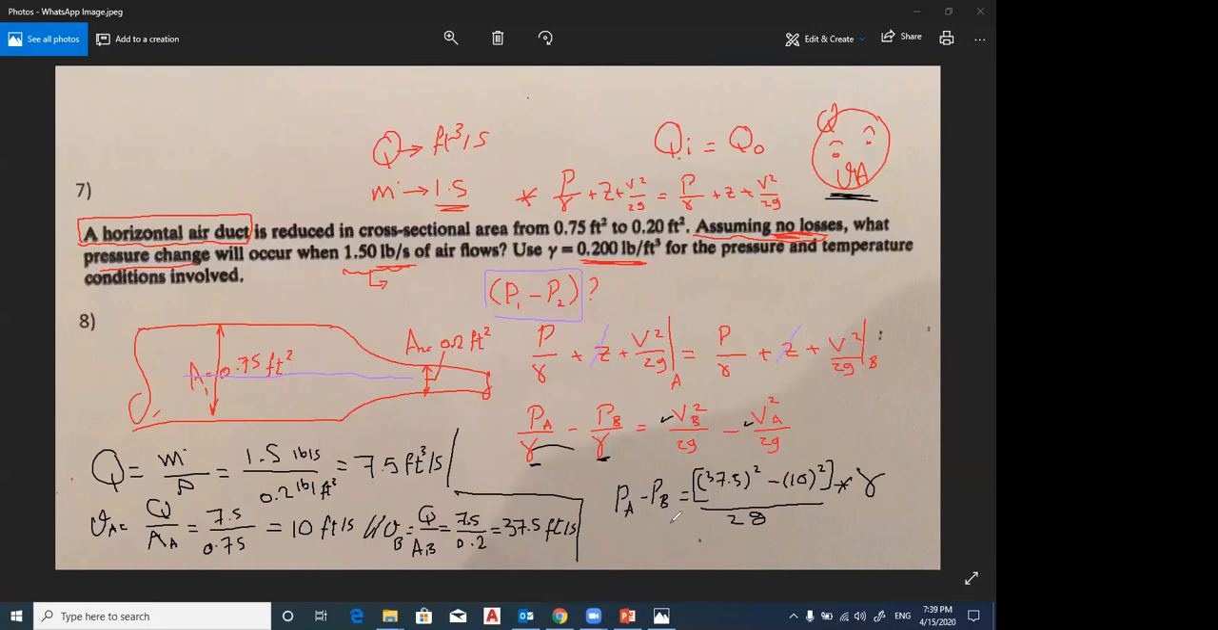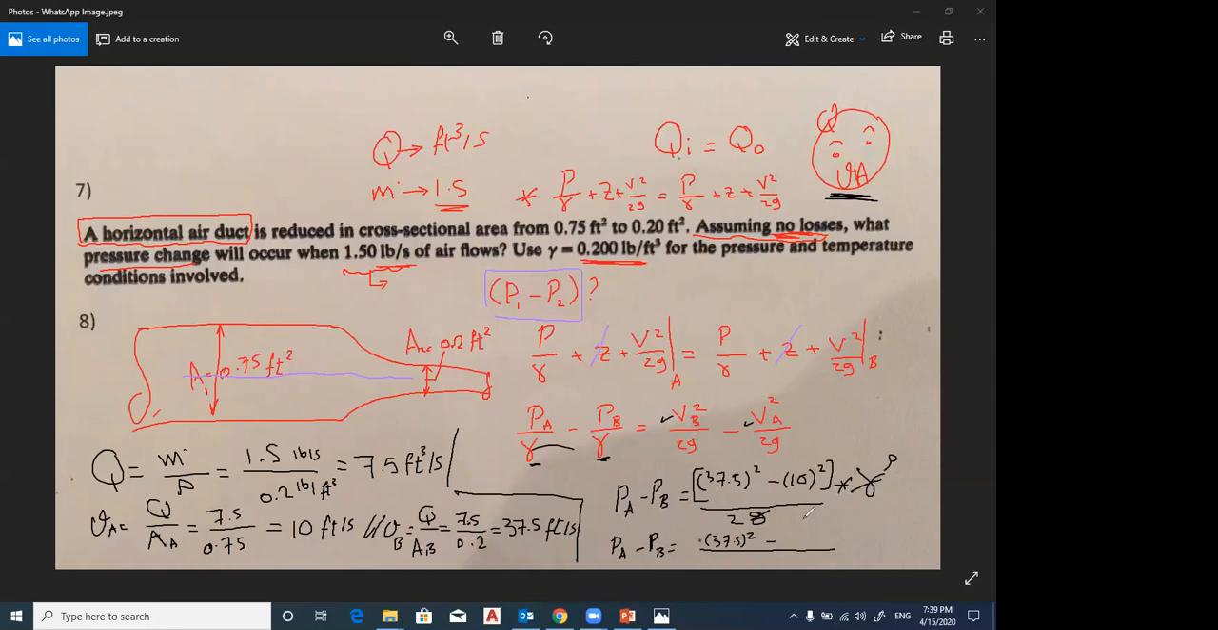Sorry, BA minus BB equals these values. G is equal to what? If you want, you can also substitute gamma by rho G. G is equal to 32.2, we can cancel this one.